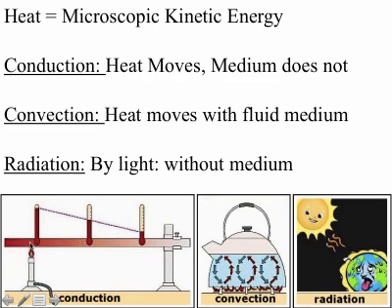In conduction, the medium itself, this metal bar, does not move, but the heat is transferred through it. In convection, the heat is transported with the movement of the fluid, and in radiation, the heat is transmitted from the sun to the earth, in this case through a vacuum, without any medium whatsoever, via electromagnetic waves.